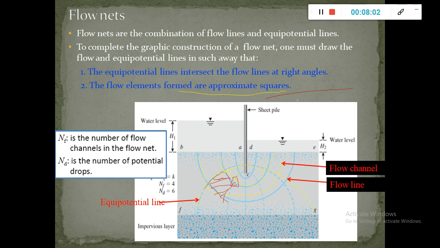Why is this flow net useful? This flow net is used to analyze the flow. NF is basically the number of flow channels in a flow net and ND is the number of equipotential drops.